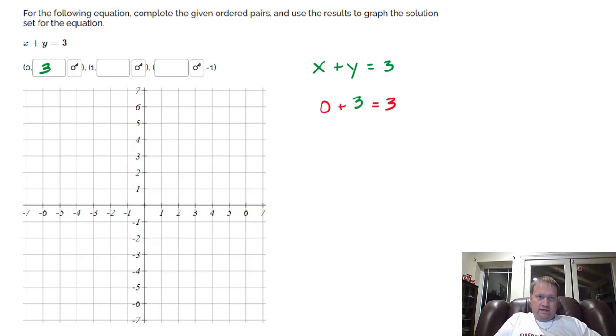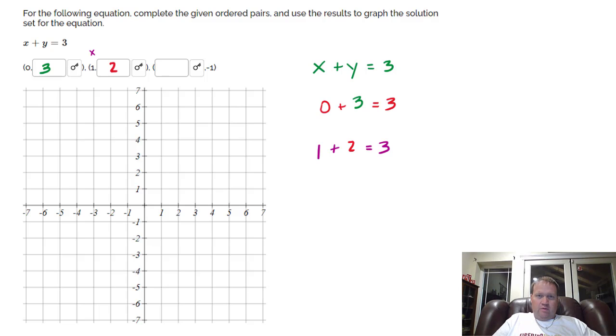And the second one is saying, what if x is 1? There's x right there. So what if x is 1? x plus y equals 3. That turns into 1 plus y equals 3. And in order for you to do that, we're going to just take that y out. y would have to be a 2. So when x is 1, y is 2.